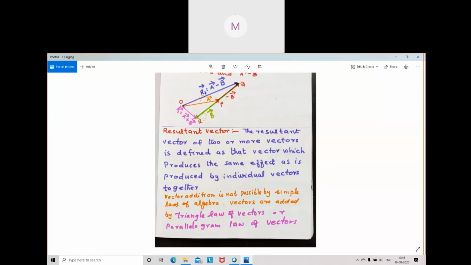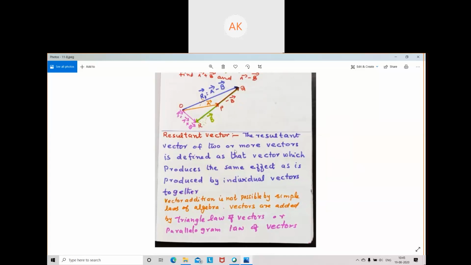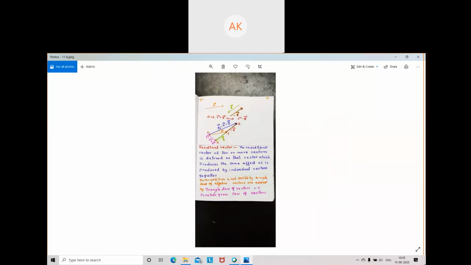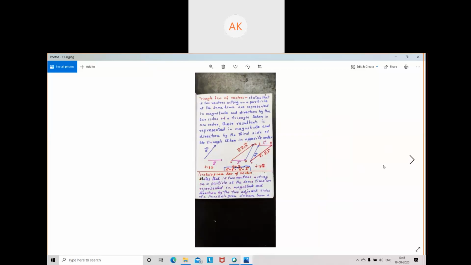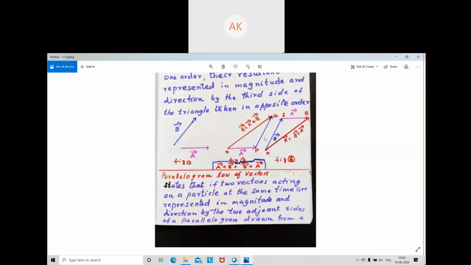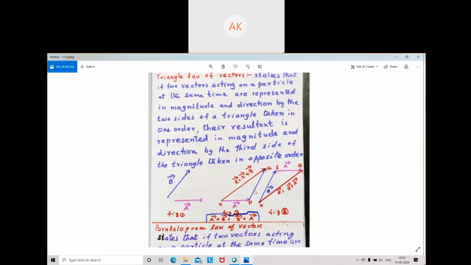Okay, we can continue. Vector addition is not possible by simple laws of algebra. Vectors are added by triangle law of vector addition, parallelogram law of vector addition, and one more law is polygon law of vector addition. Like that only we can add vectors. Triangle law of vector addition, I don't know whether we will get time, but we can try.